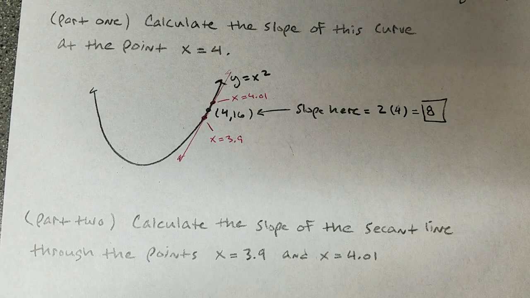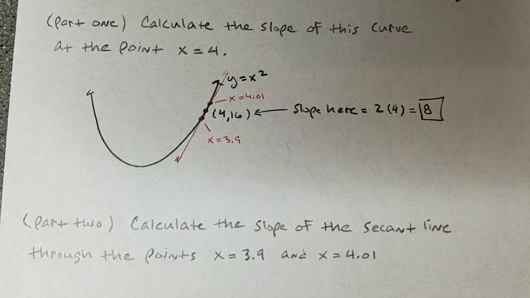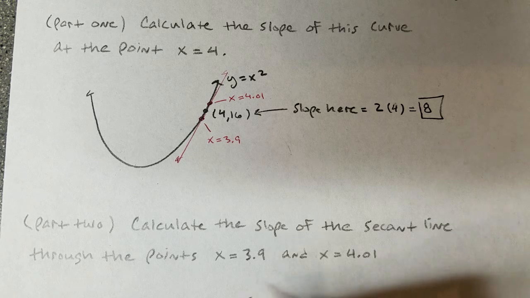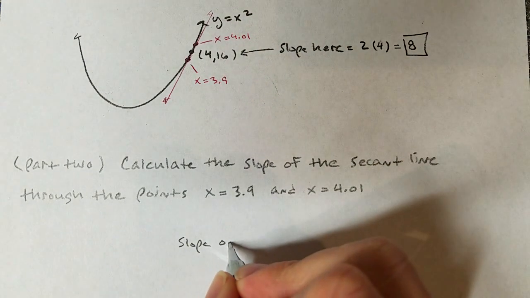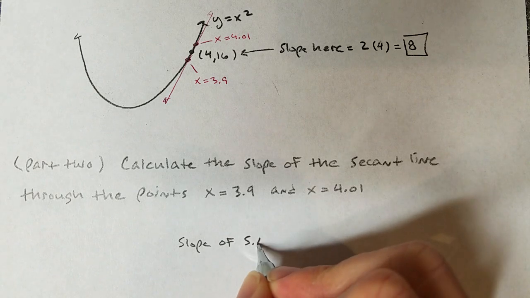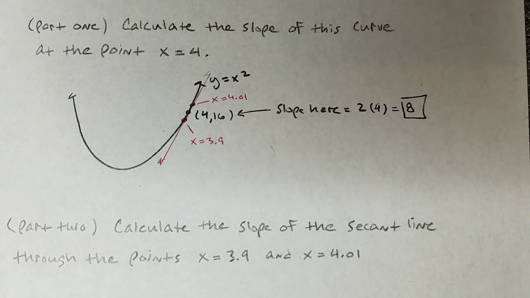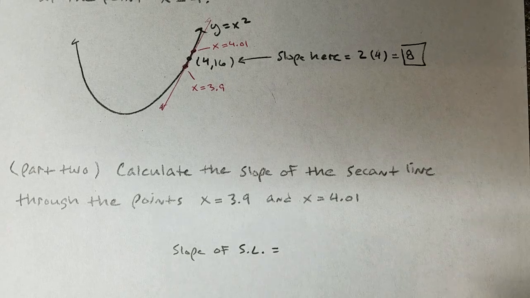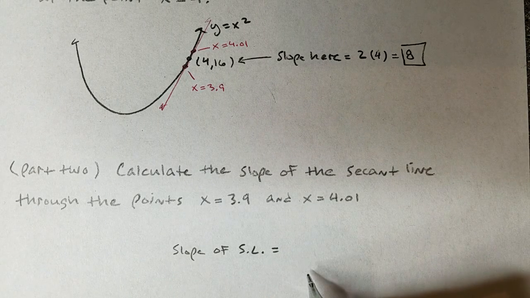I think the picture says it, but let's do the math and see that we're right. Well, we're going to get about 8. So how do we find the slope of the secant line? Well, it's a line, and you find the slope of a line by rise over run. But let me write it like this. Slope of SL, slope of secant line, that line that's in red right there. Do you see that? Between the points where x is 3.9 and 4.01, we need to do y2 minus y1 over x2 minus x1.